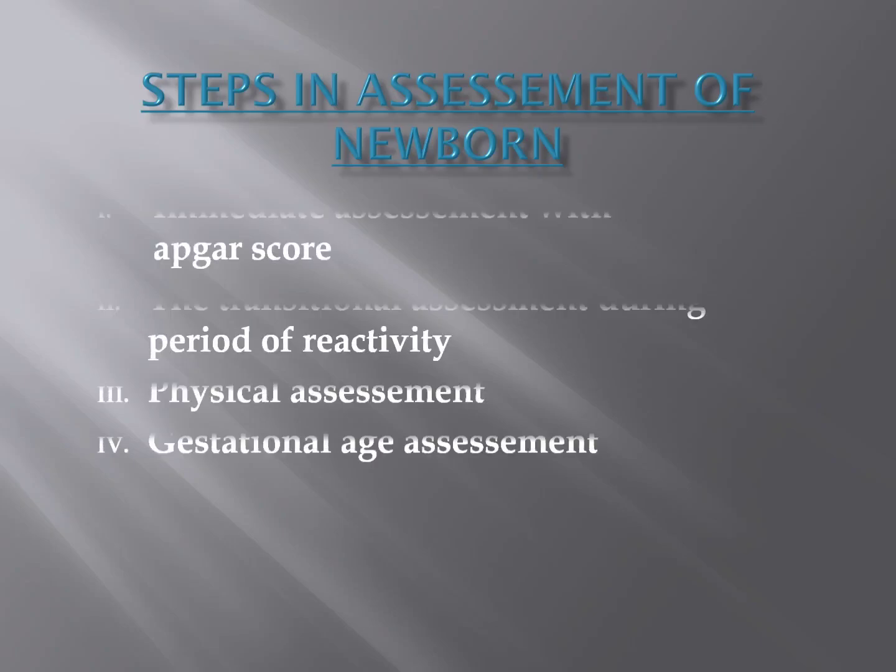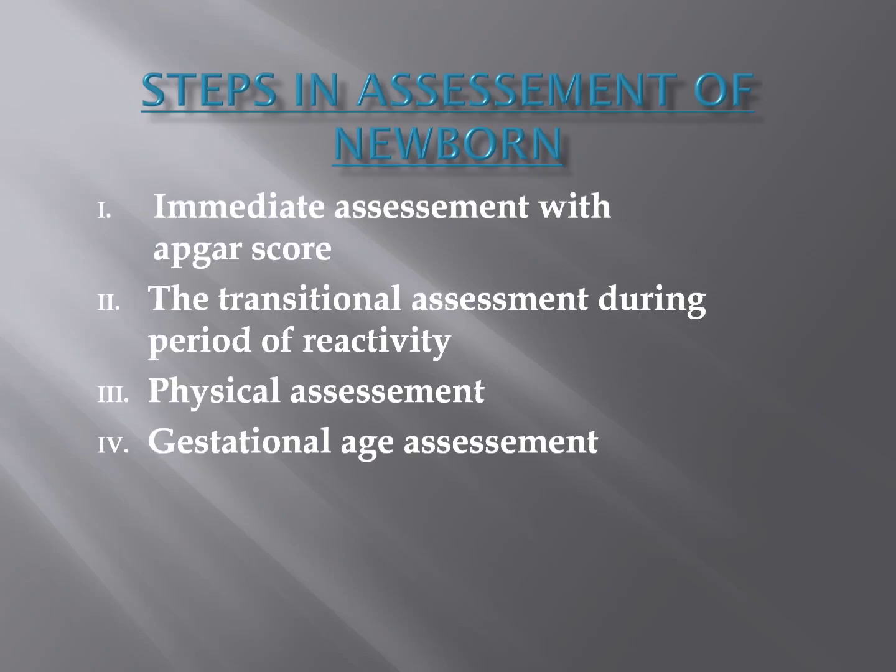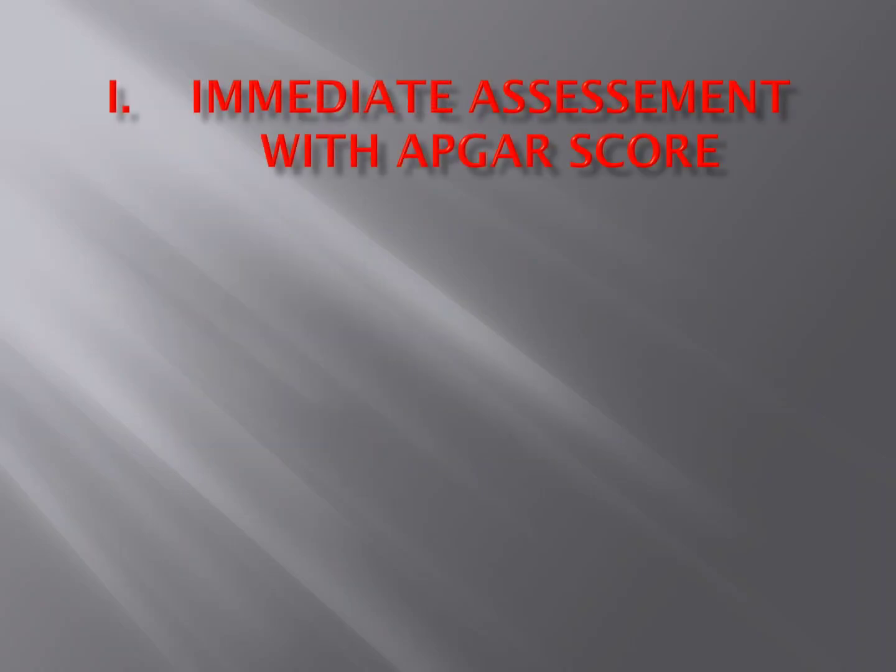Next is steps in assessment of newborn. What are the steps involved in assessment of newborn? There are four steps. First one is immediate assessment with Apgar score. Second one, the transitional assessment during period of reactivity. Third one, physical assessment. Fourth one, gestational age assessment. We'll see one by one. First one is immediate assessment with Apgar score.